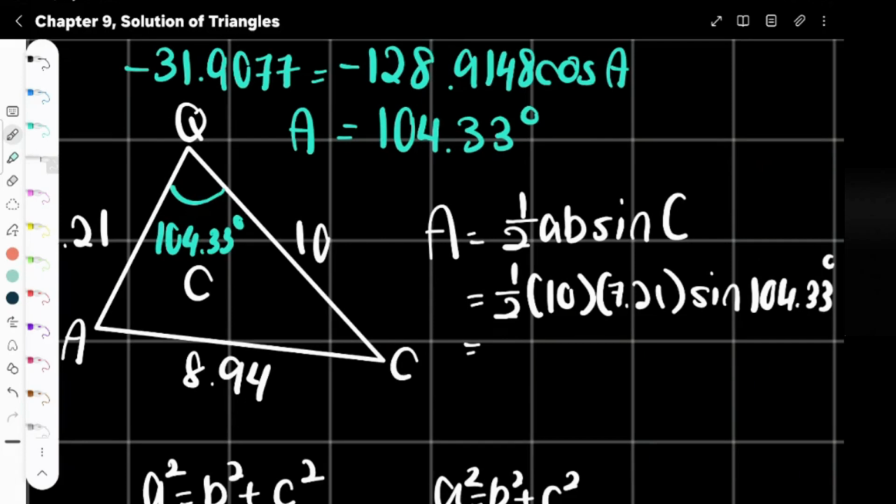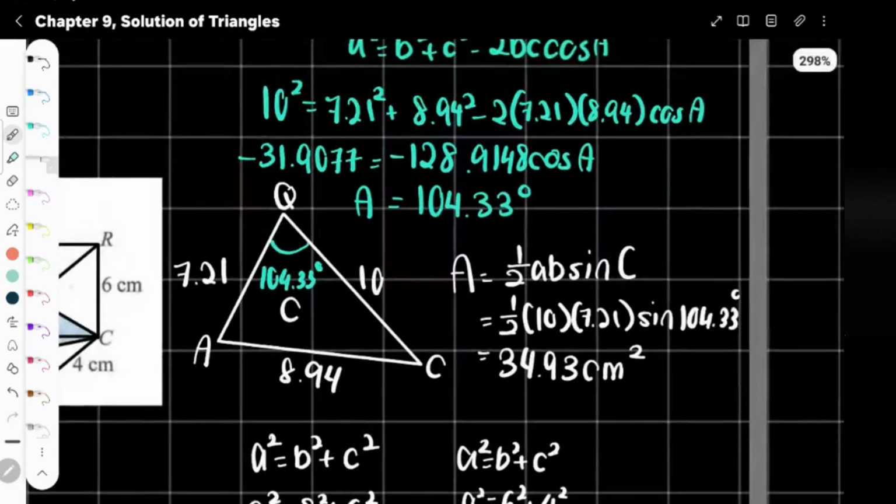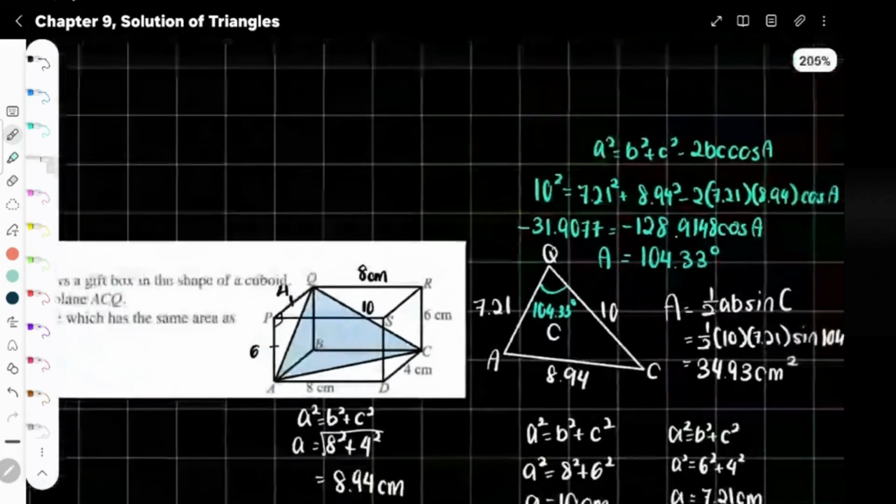Okay. So 5 times 7.21 times sine 104.33. The answer will be 34.93 centimeter square. Don't forget square. So that's all for today, class.